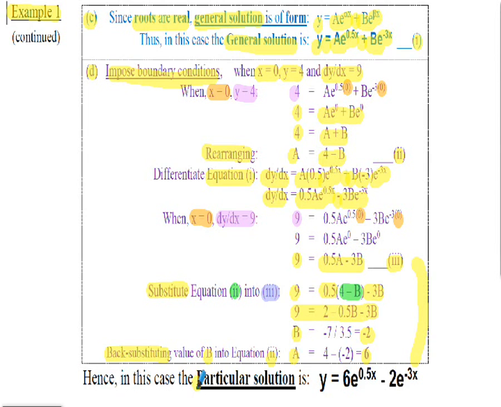Finally, we can write down the particular solution, which in this case will be y is equal to 6e to the 0.5x minus 2e to the negative 3x. I would encourage you to stop the presentation for a moment and review that slide so you clearly understand how the general solution has been achieved and also the particular solution here.